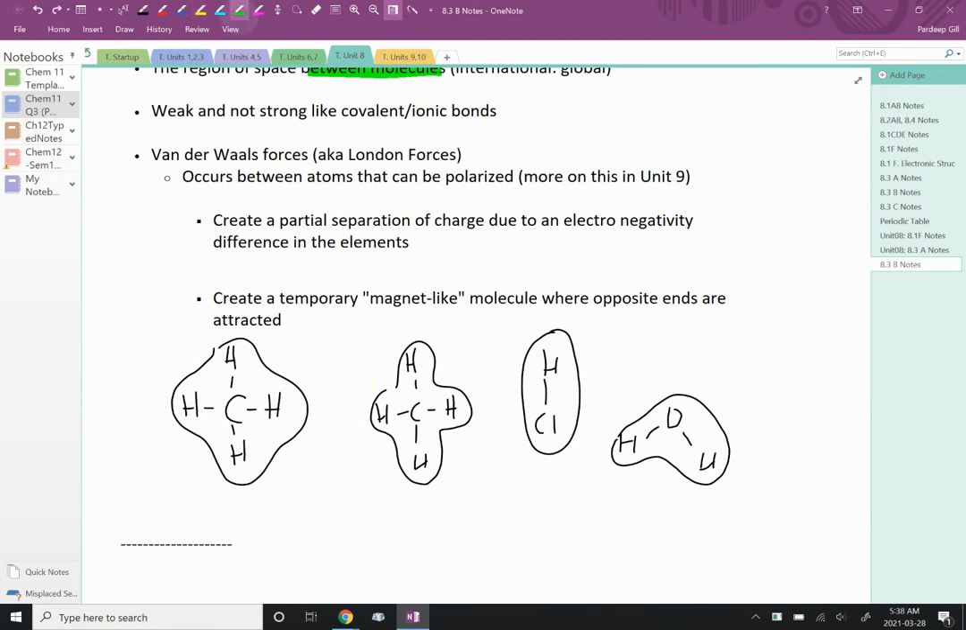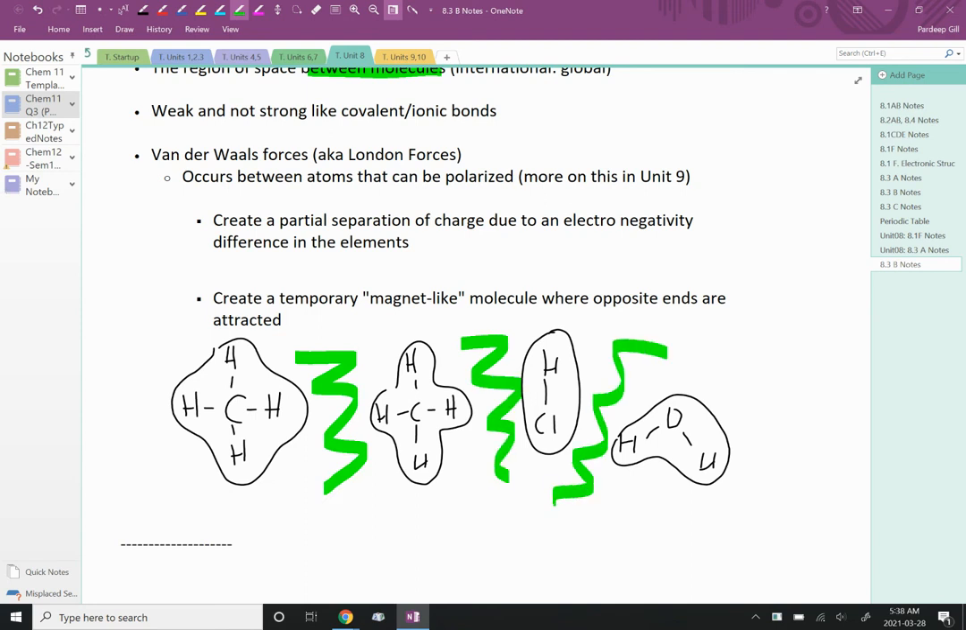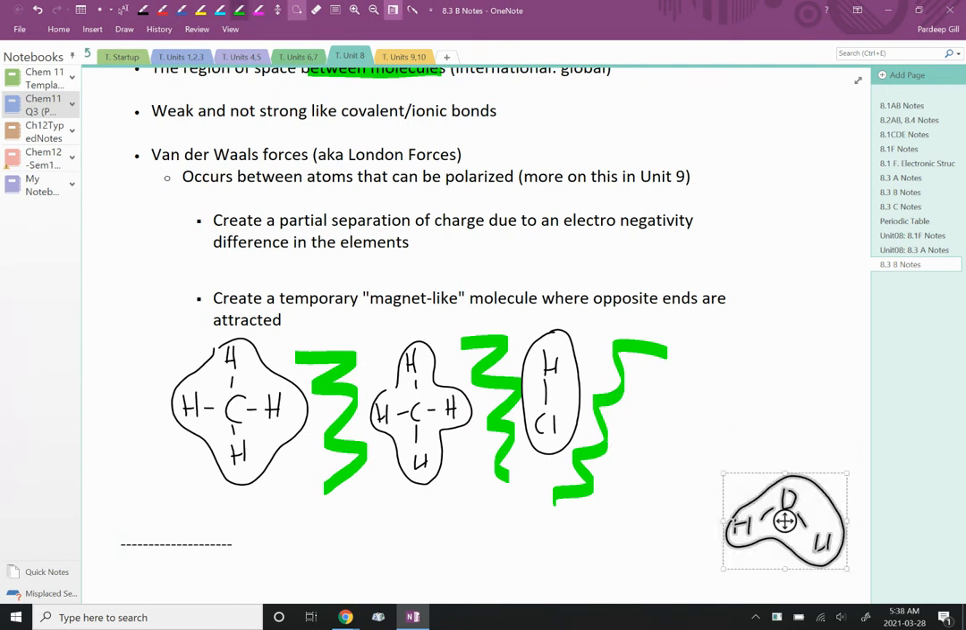Let me use the same color here. These are all London forces happening right here. The London forces are stronger as the molecules are closer together. If the molecule moves away, the London force gets weak. So let's say we take this and move it away. Then the London force that was acting in between gets really weak, if it's even there at all. The farther a molecule is, the weaker the London force, and the closer the molecule is, the stronger the London force.